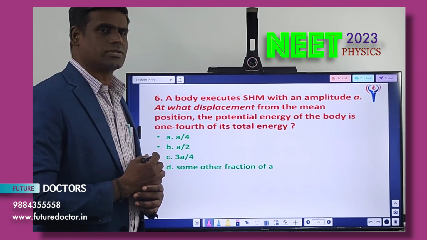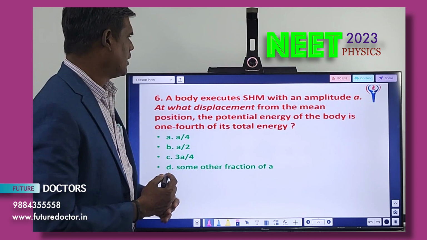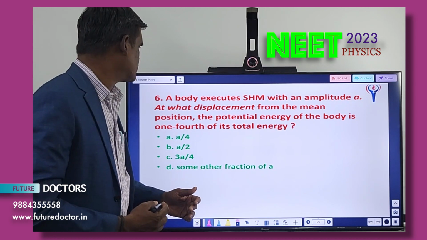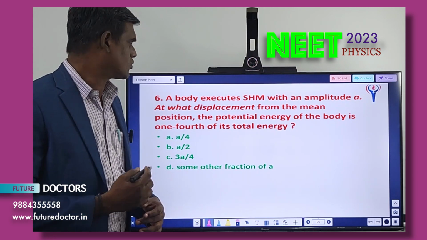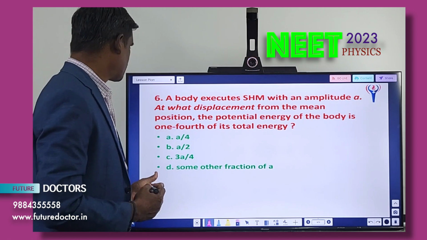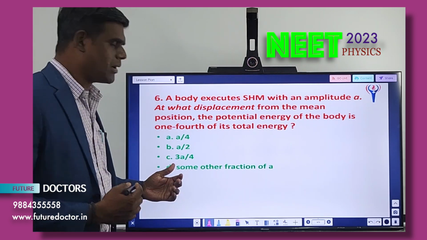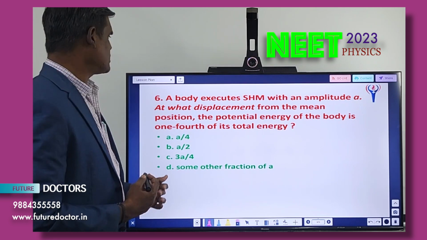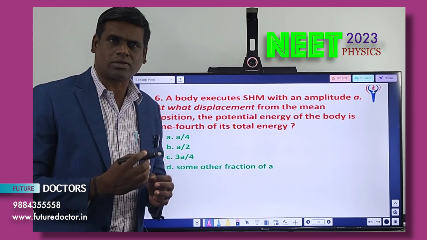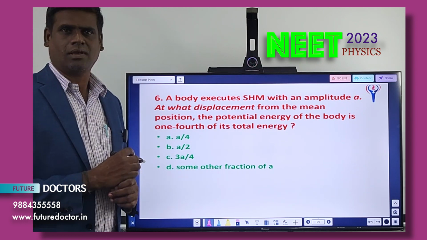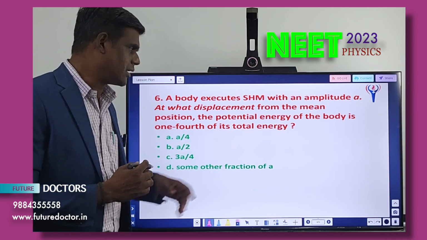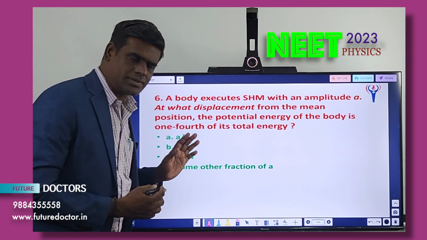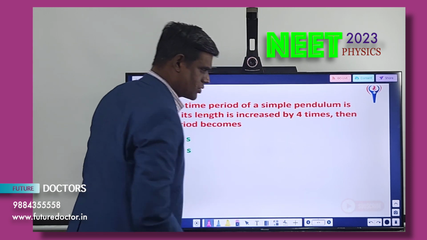A body executes SHM, that is simple harmonic motion, with an amplitude A. At what displacement from the mean position is the potential energy of the body 1/4 of its total energy? A option A/4. B option A/2. C option 3A/4. D option some other fraction of A. That is, you should know the formula for potential energy and total energy. Then, by knowing the formula and finding the relationship, that is the ratio, you are able to find the solution for this 6th question. Let's move to the last question, the 7th question.